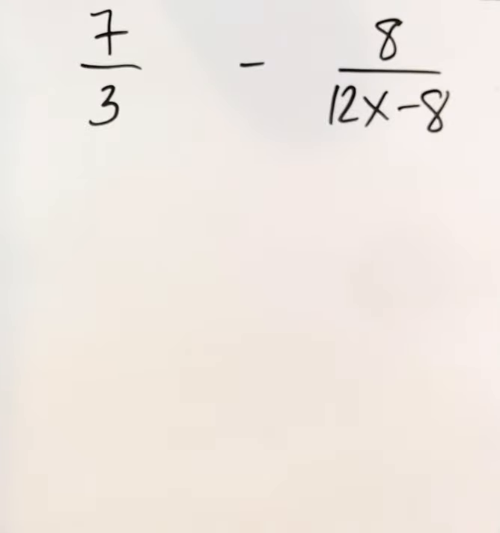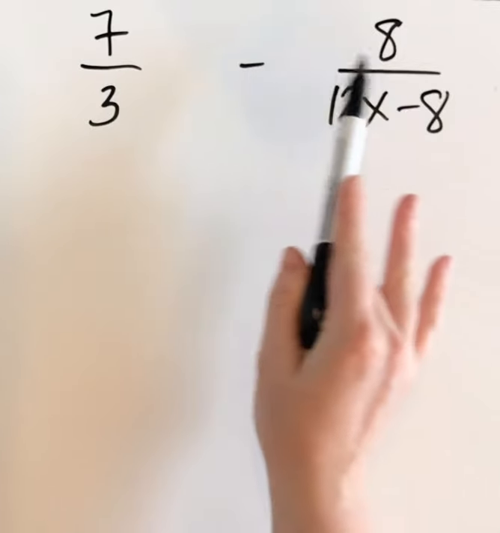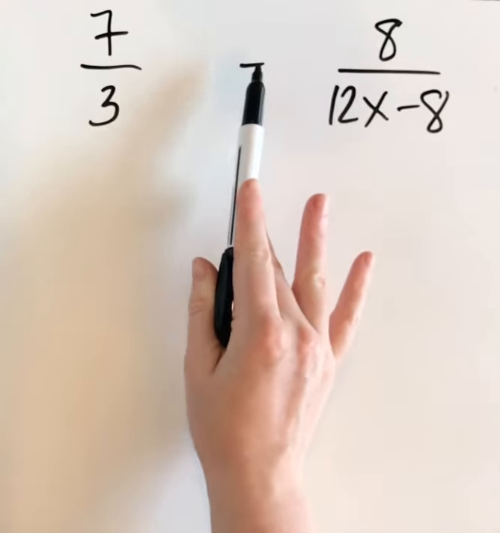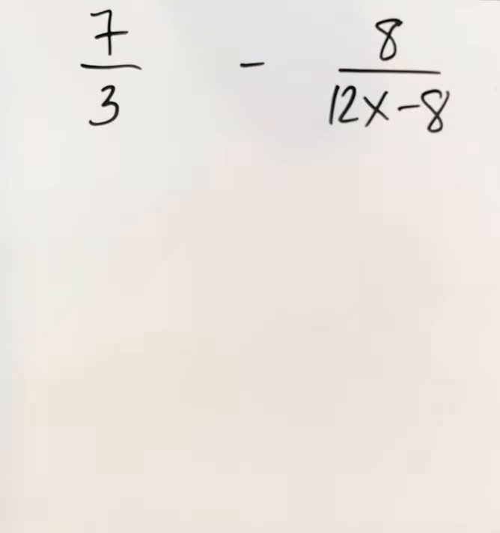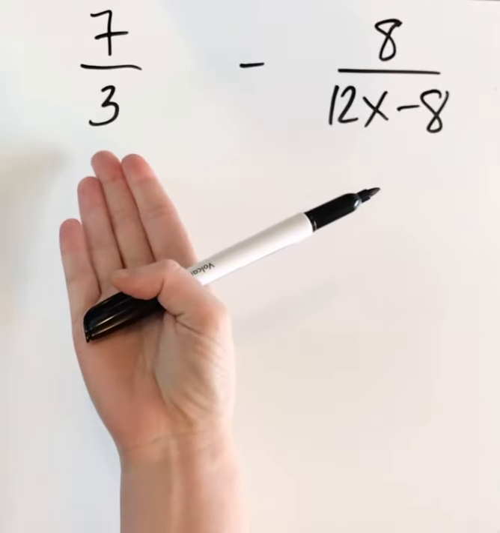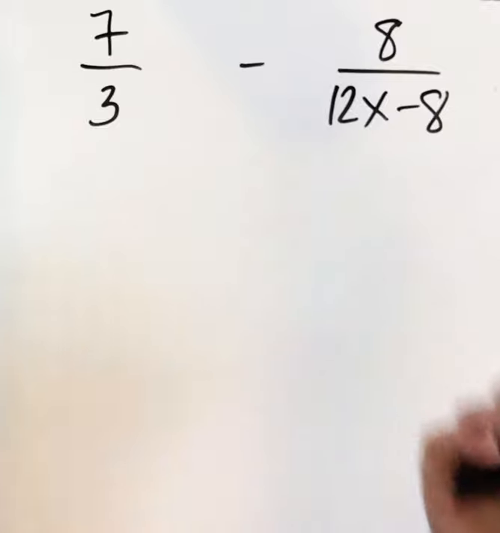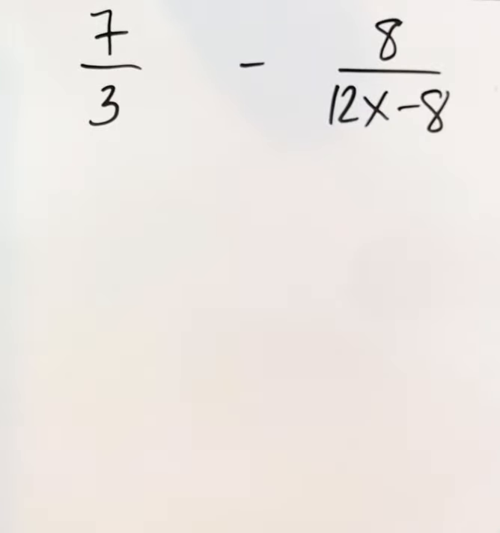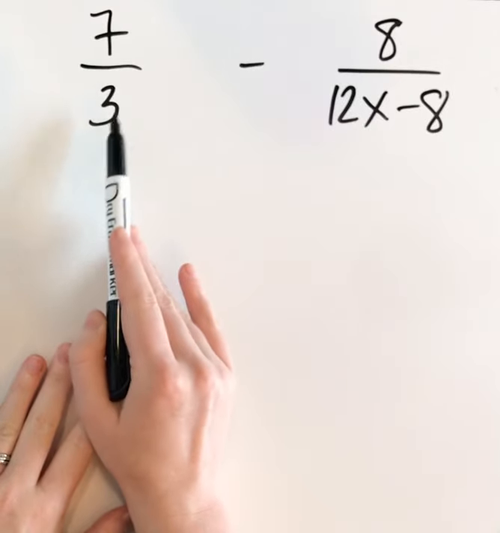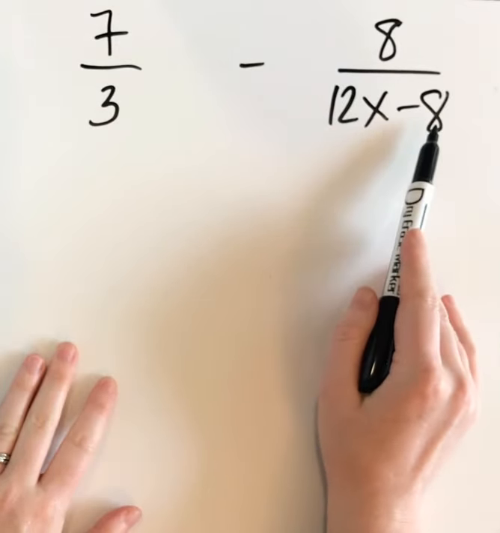Alright, so this video is to help us simplify rational expressions. In this case, we are subtracting. Rational is just another word for fraction. Notice that we pretty much are subtracting two fractions here. To make that happen, we have to have the same denominator. So notice we don't. We have a 3 and a 12x minus 8.